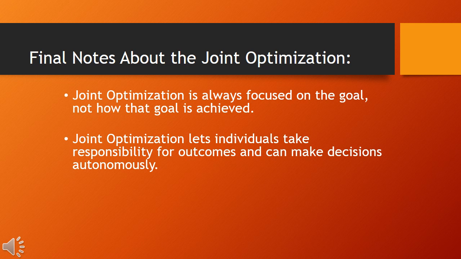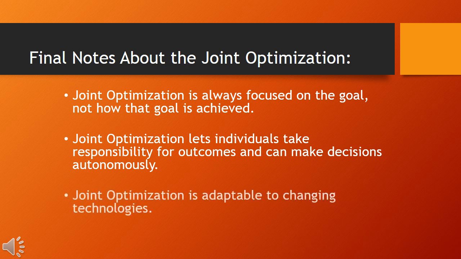And finally, point 3. Joint optimization is adaptable to changing technologies. As technologies improve, the socio-technical system will necessarily change in order to optimize results.